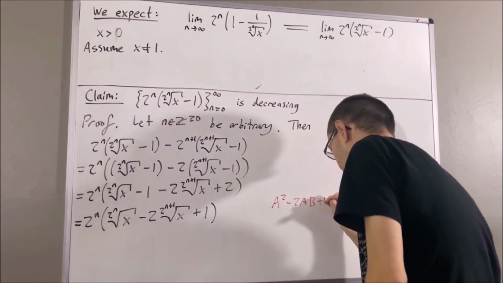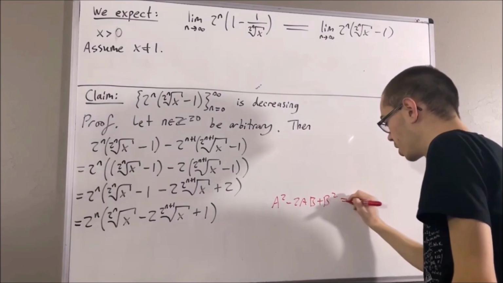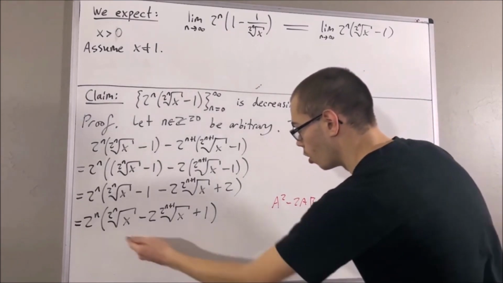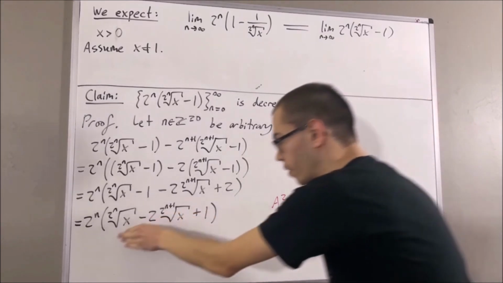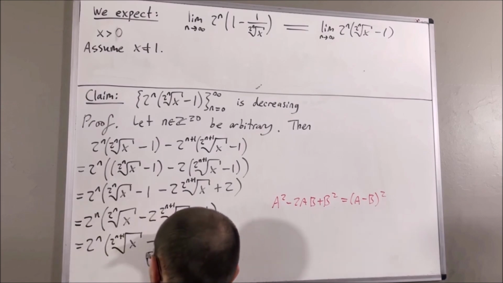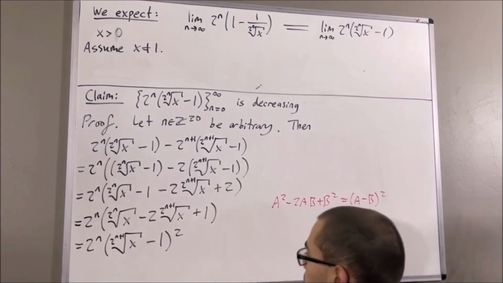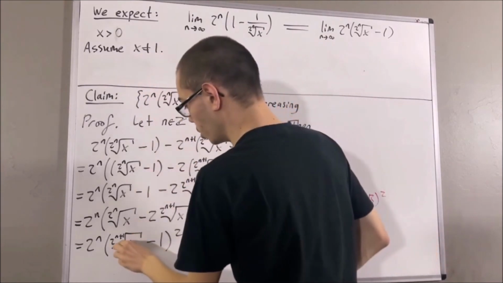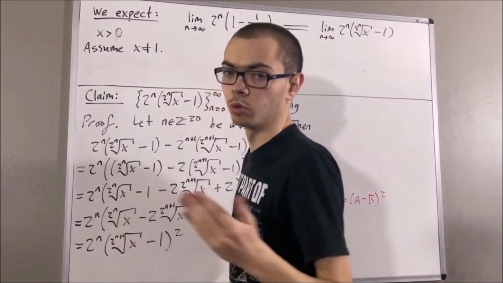Now, the thing to notice here is, in the parentheses, this is something of the form a squared minus 2ab plus b squared, which we know in general is just (a minus b) squared, right? So, recognizing this, we have that this guy is equal to this. And now, since x is not equal to 1, certainly the 2 to the n plus 1th root of x is not equal to 1.